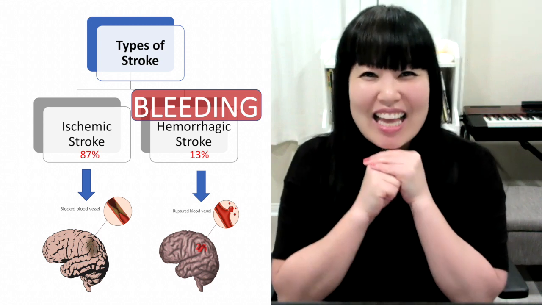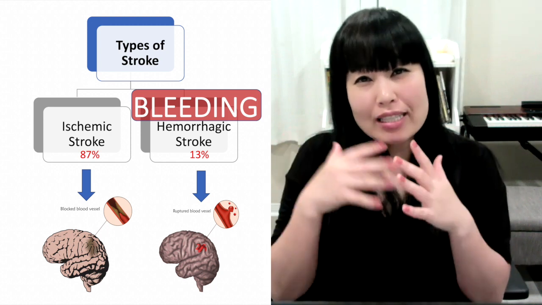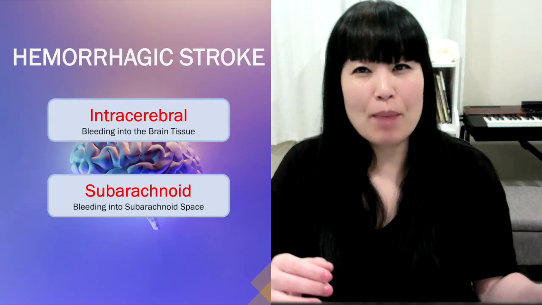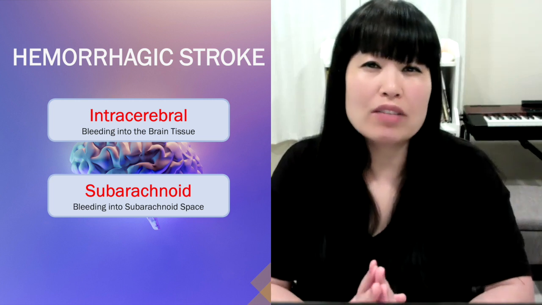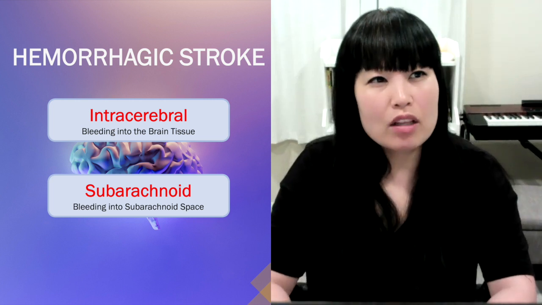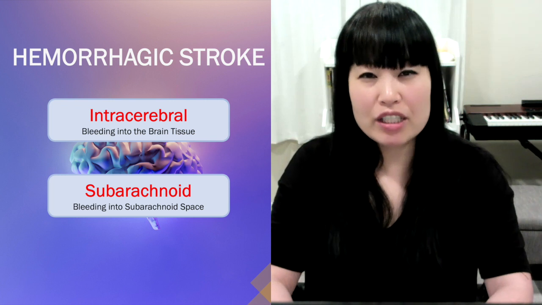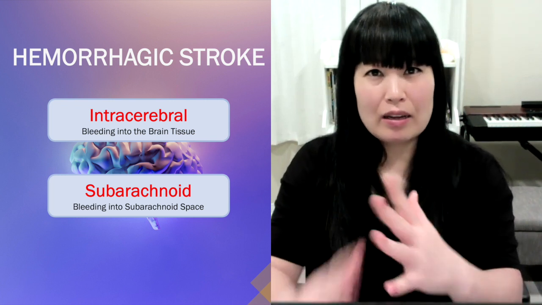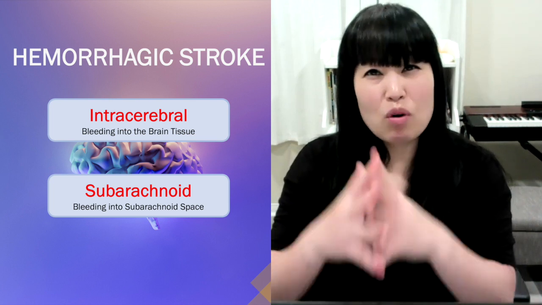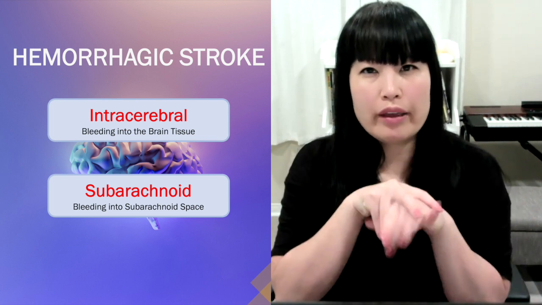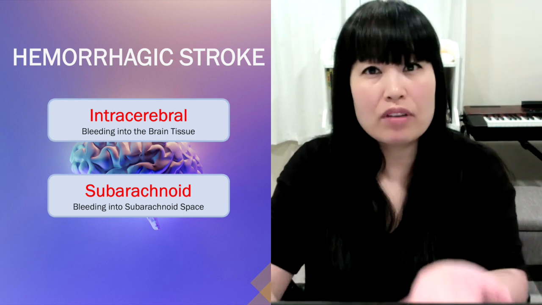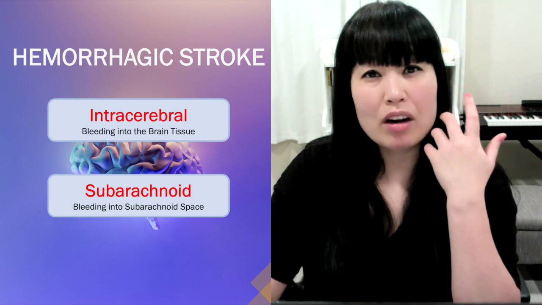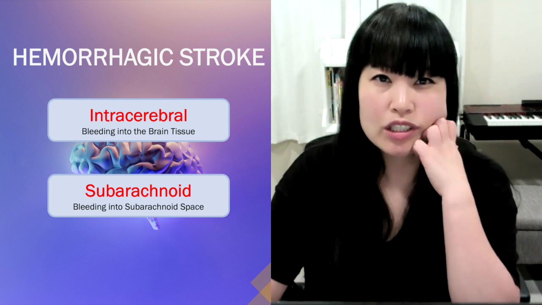Okay. Now, when that bleeding goes into the brain tissue, we call that intracerebral, which often results from hypertension, so chronic or severe hypertension. It can also be caused by arteriovenous malformation, AVM. And if you don't know what that is, it's basically when your blood vessels form abnormally and become all tangled. And over time, these tangled blood vessels get weak and can burst. So hypertension and AVM are common causes of intracerebral hemorrhage.